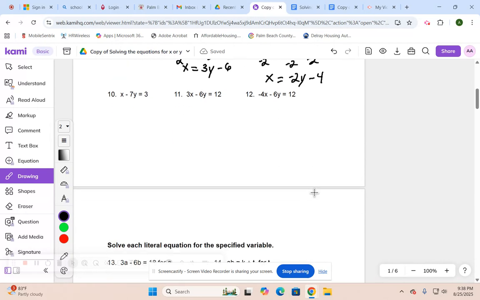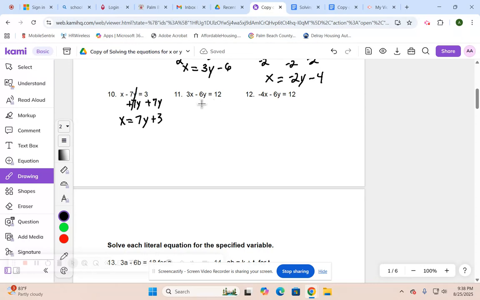All right, let's keep going. Number 10. Again, we're solving for x. So we're going to add 7y to both sides. We'll have x equals 7y plus 3. And that's done. We don't need to do any more work. We've solved it in terms of x.